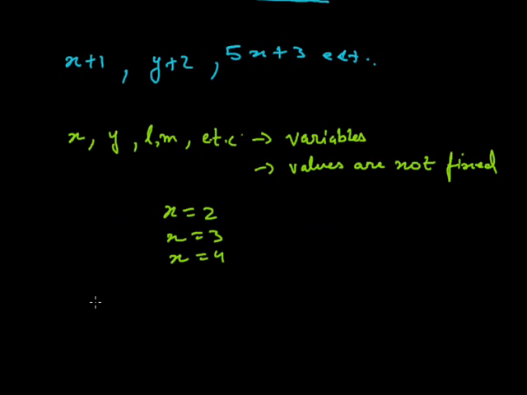But a constant, that is 4, 100, -7, all these are constants. Constants are those whose values are fixed. That is, the value of 4 is fixed, that is 4. Value of 100 is fixed, that is 100. And value of -7 is fixed, that is -7. Therefore, these are constants and their values are fixed.